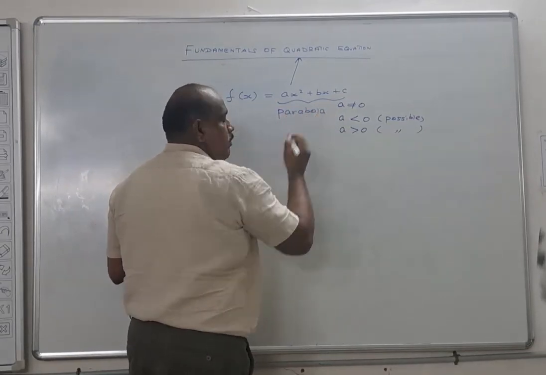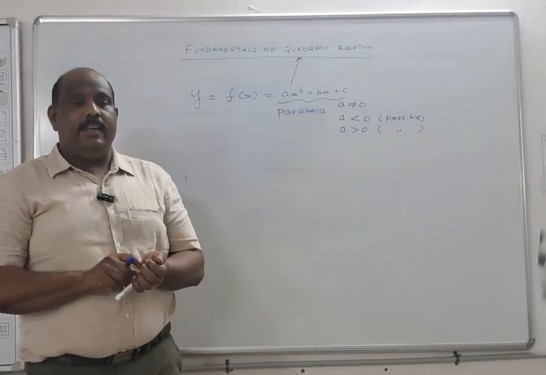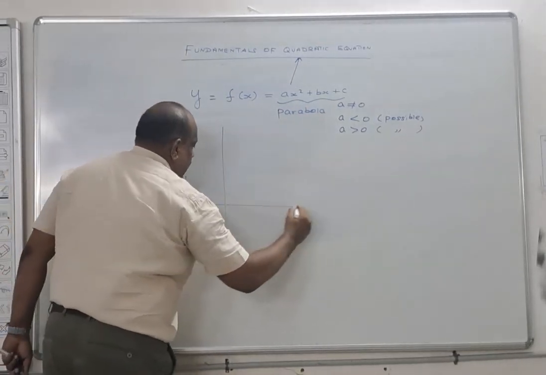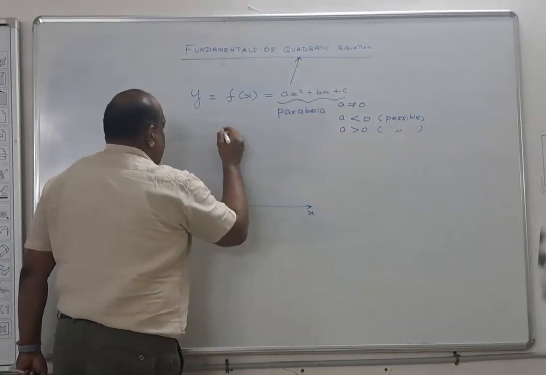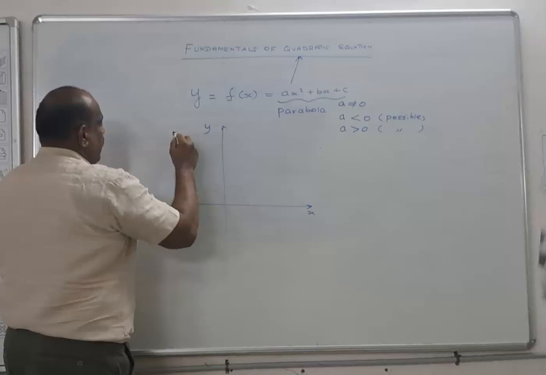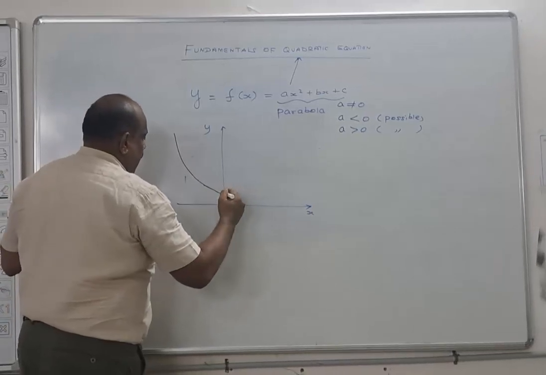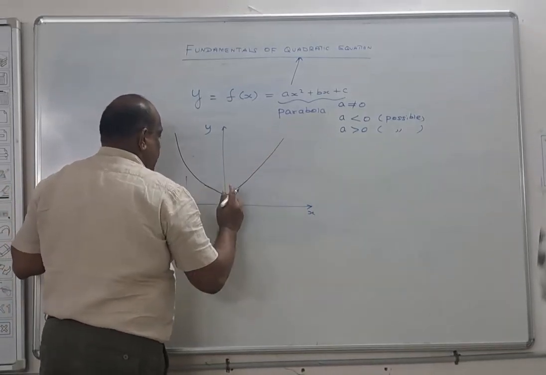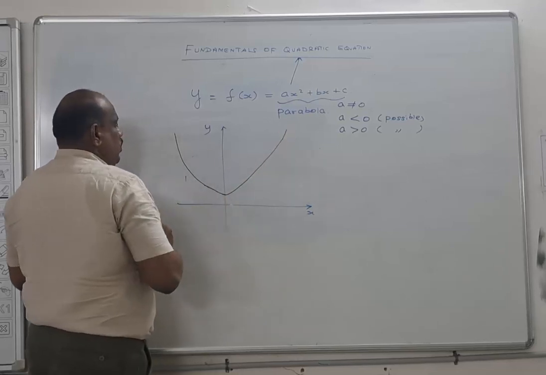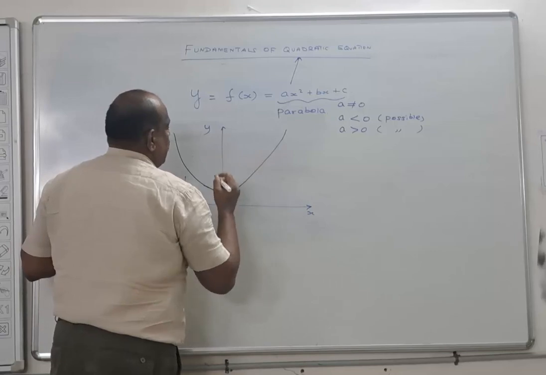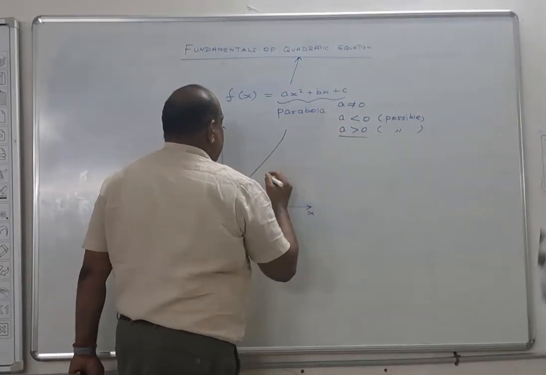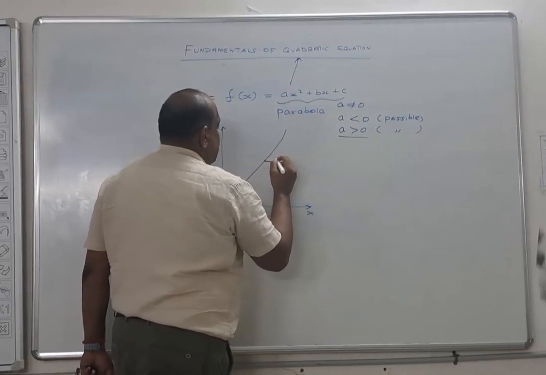It is always a parabola. And you know the shape of a parabola, isn't it? Let me draw it. This is the x-axis, this is the y-axis. Let me draw a parabola. Now, this is the shape of the parabola, and whenever a is greater than 0, this is the shape of the parabola.